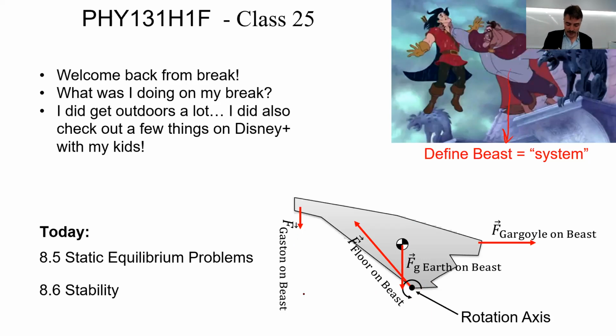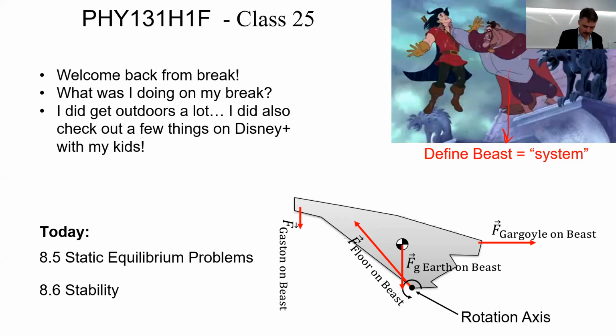Certainly Gaston is way over here. So all of the torques of the gravity on the Beast and the force of Gaston on the Beast are going to be positive counterclockwise torques. The force of the floor on that rotation axis won't have any torque at all. So you need a negative torque. You need a clockwise torque to balance him from tipping. And that would be the force of the gargoyle on his hand there, pulling him towards the right.